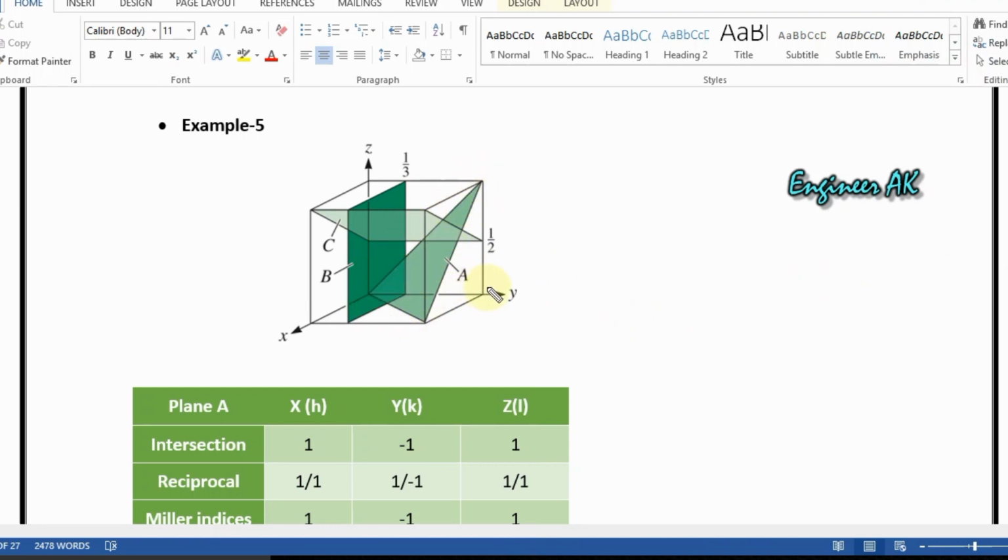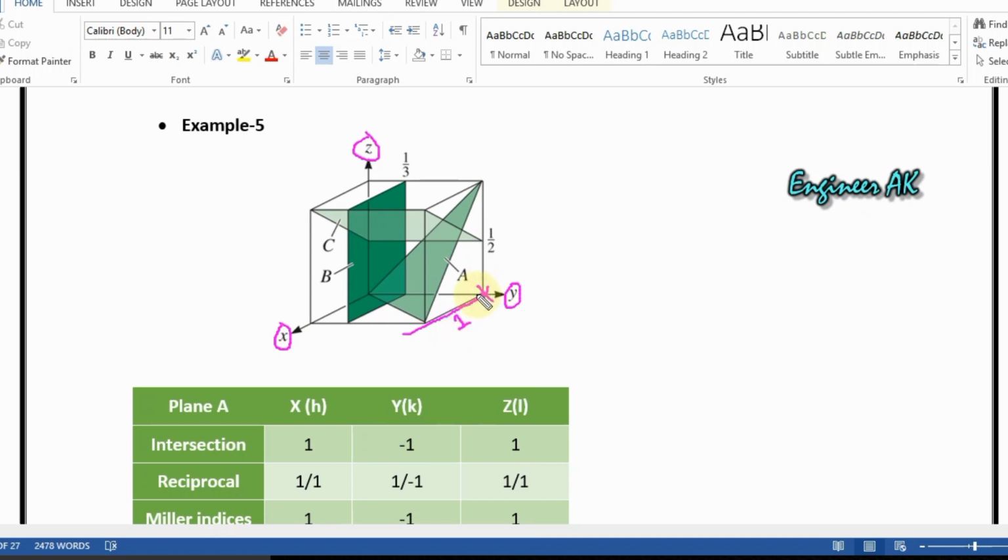I am not taking this as the origin, because if I take this as my origin, then it will not be cutting the y-axis. So to make it simpler, let me take this as my origin. If I move in the x-axis, it is my x-axis, this is my z-axis, and this is my y-axis, the positive y-axis. If I move in the x-axis, you can see that here it is cutting this plane, so in the x-axis it is cutting at 1.